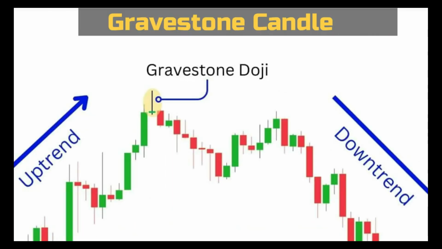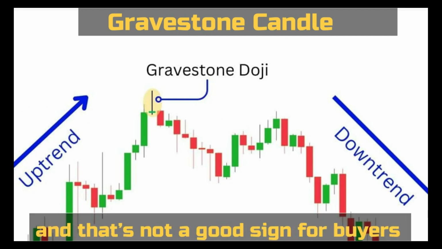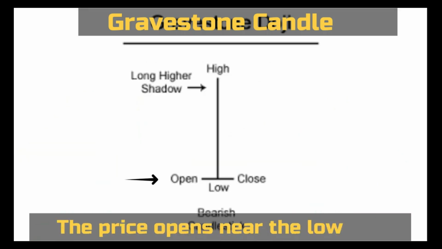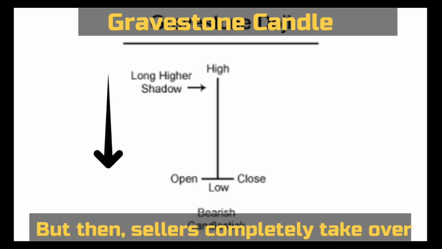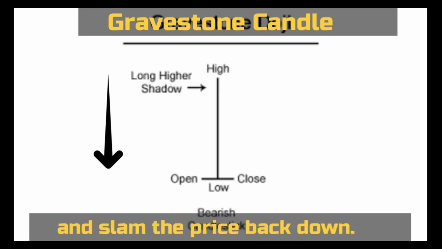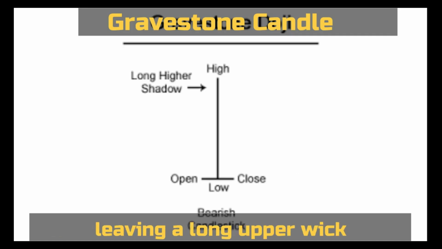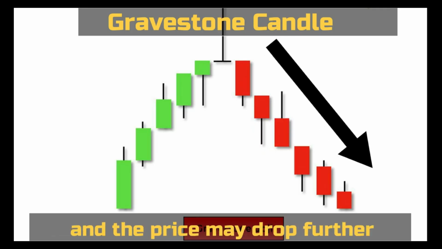Now the next candle is the gravestone candle. This one looks like a gravestone and that's not a good sign for buyers. Here's how it forms. The price opened near the low. Buyers push the price up, but then sellers completely take over and slam the price back down. The candle closes near the open, leaving a long upper wick. It means sellers won the fight and the price may drop further.